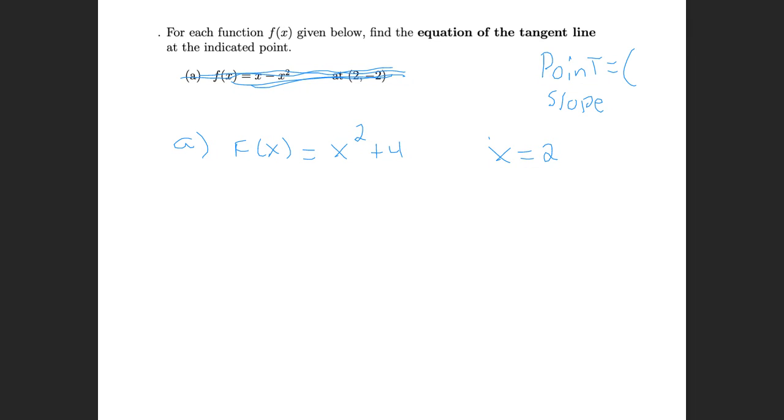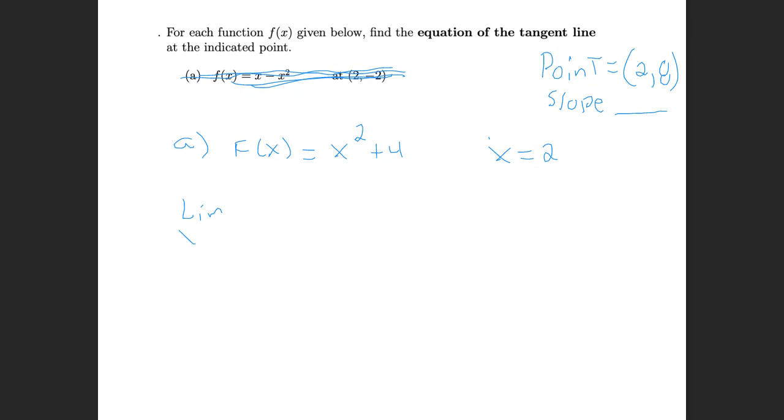Well, the point is always pretty easy to find. I know the x value is 2. What's the y value of the tangent line? It would be 8. I just plug 2 in here: 2 squared is 4, and 4 plus 4 is 8. So now I have my point. The only thing I don't have is the slope.